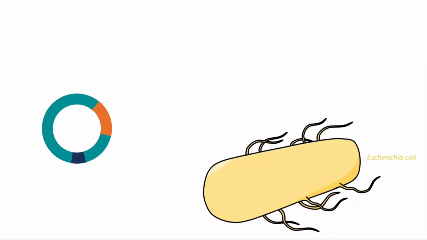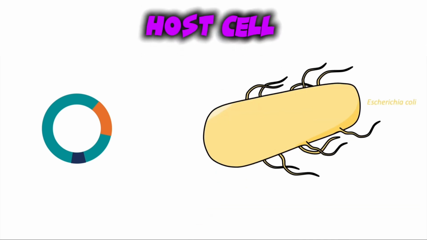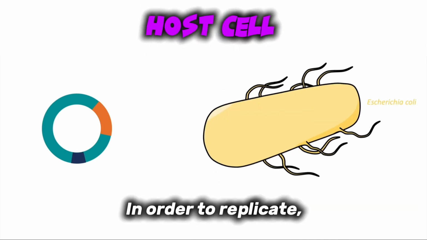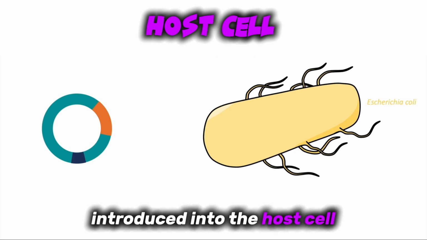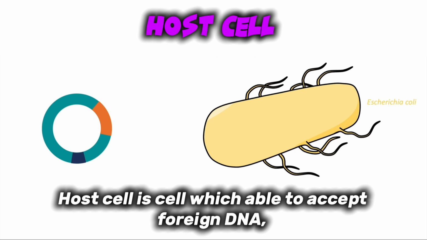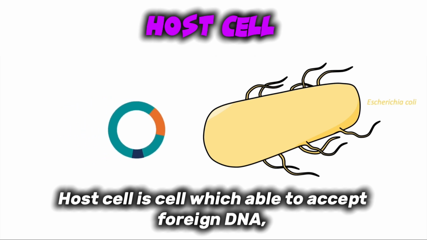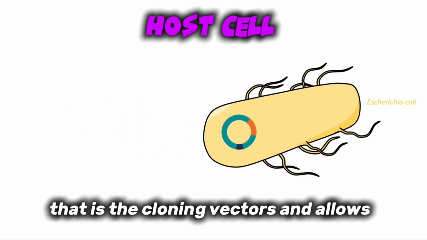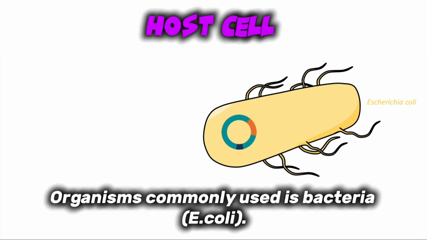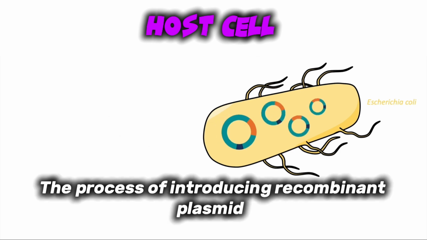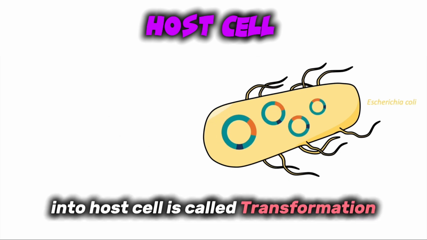Now, for the last tool used in recombinant DNA technology, the host cell. These are the cells that receive, replicate, and express the recombinant DNA. In order to replicate, cloning vectors carrying the target gene must be introduced into the host cell. A host cell is a cell which is able to accept foreign DNA, that is the cloning vectors, and allows the vectors to multiply. An organism commonly used is bacteria such as E. coli. The process of introducing recombinant plasmid into a host cell is called transformation.